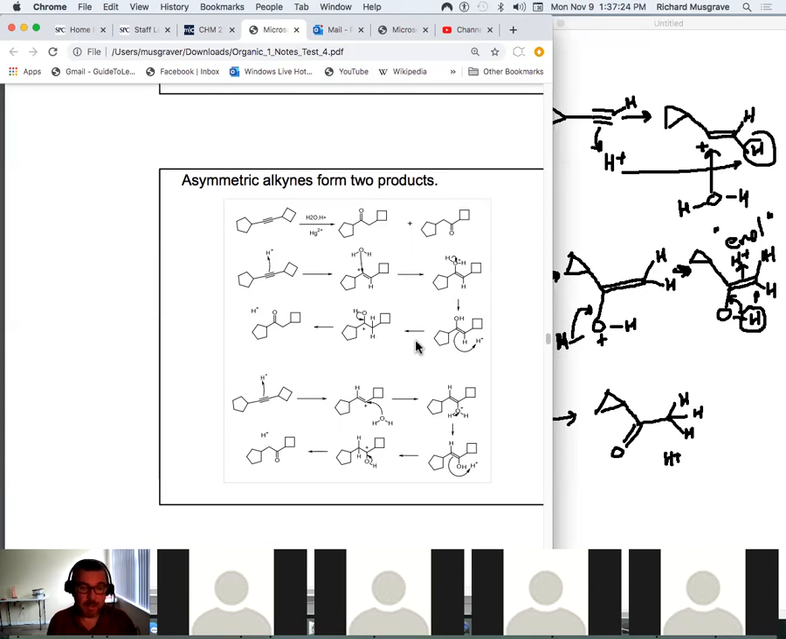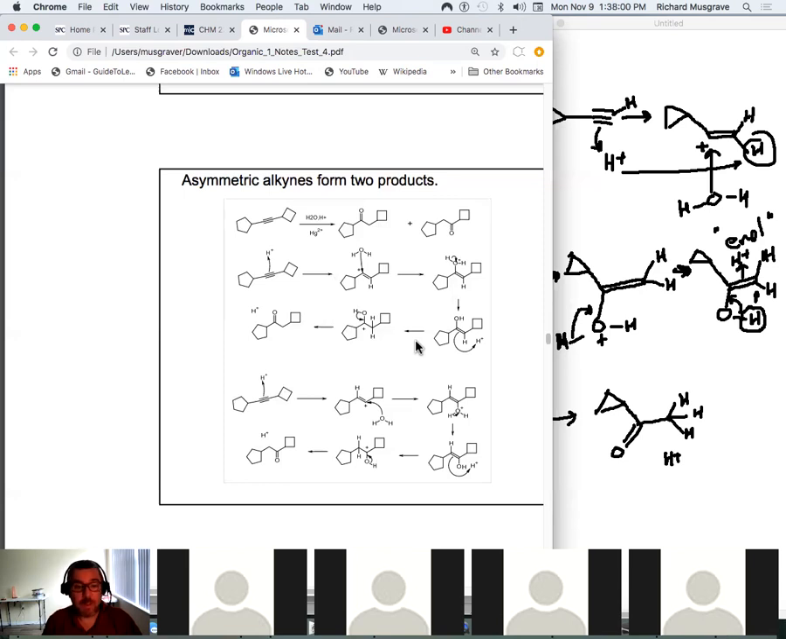So it's the same mechanism, and because it doesn't matter which side the plus goes on, because they're both the same stability, you end up with these two different products, two different ketone products. So this is what you're going to see on the test. I'll say it again. This is the mechanism question you'll see on the test. The only mechanism question you'll see on the test that's for credit. Can you believe it?